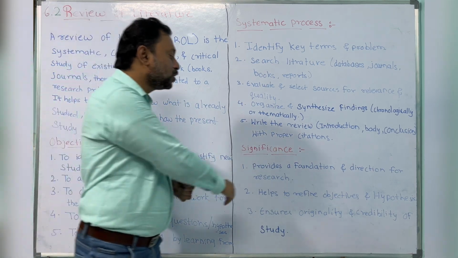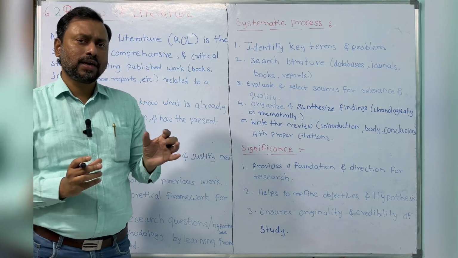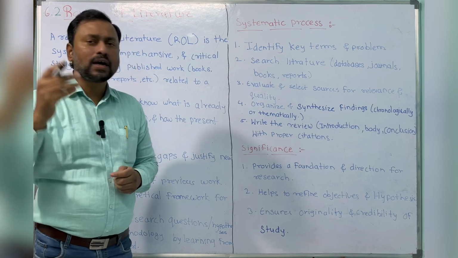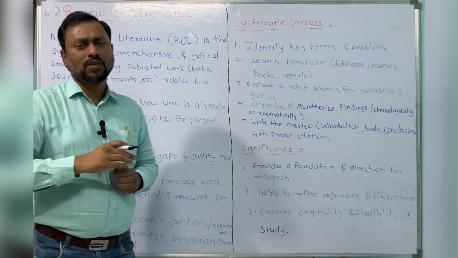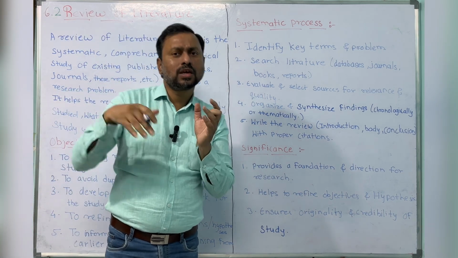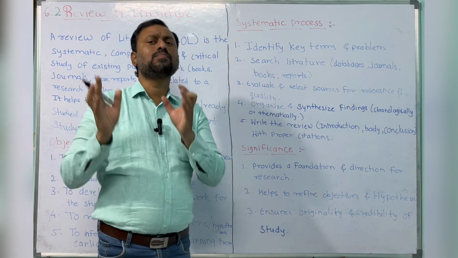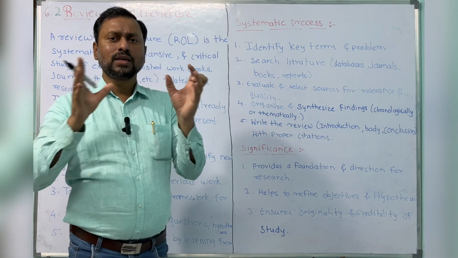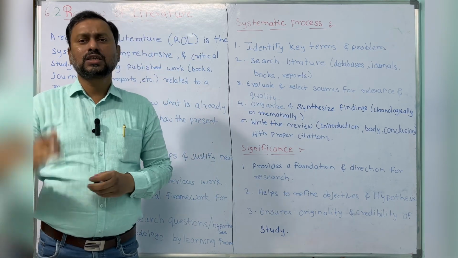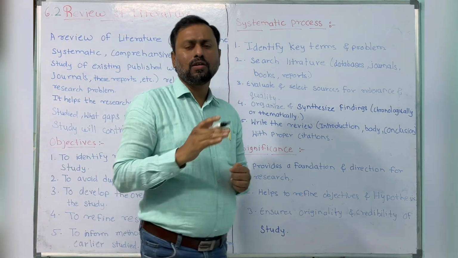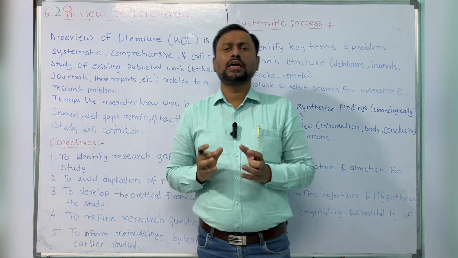The next one is to ensure originality. You will get the idea of what research gaps are there. On that basis you can ensure what you have to do originally, the new things you can do. And credibility of the study means that since you are doing new things, everyone should trust you, that you are giving something new to this generation. Like that, you get the credibility of the study only through reviewing the literature. This is about the review of the literature.